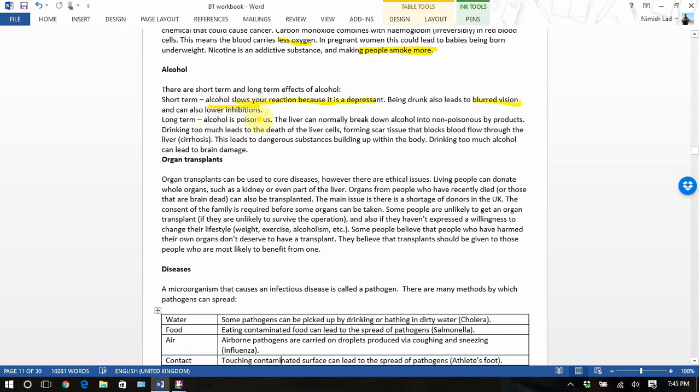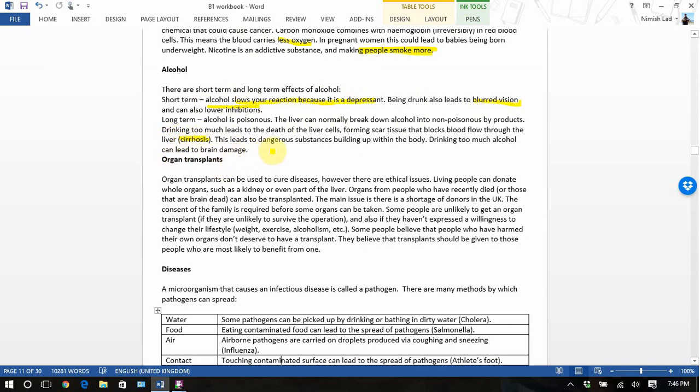Long-term, alcohol is poisonous, so the liver can normally break down alcohol into non-poisonous products. Drinking too much can lead to the death of liver cells, and that causes scar tissue. That blocks the flow of blood around the liver, so it's called cirrhosis. Okay, please make sure you don't call it liver cancer. That is not the answer. It's cirrhosis. So make sure you memorize this and the spelling of it.